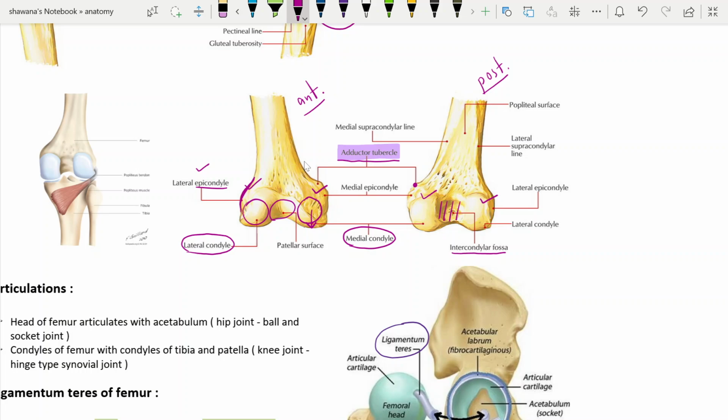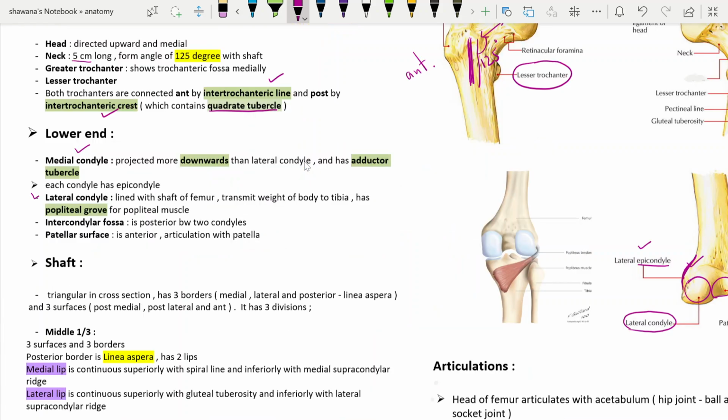So the adductor tubercle provides the attachment to the adductor magnus muscle. We'll discuss the muscle attachment in a minute. Okay, so this one was the quadrate tubercle and this is the adductor tubercle. And the lateral condyle consists of a popliteal groove. What is a popliteal groove? In this diagram, this is the lateral condyle, and this is the medial condyle.